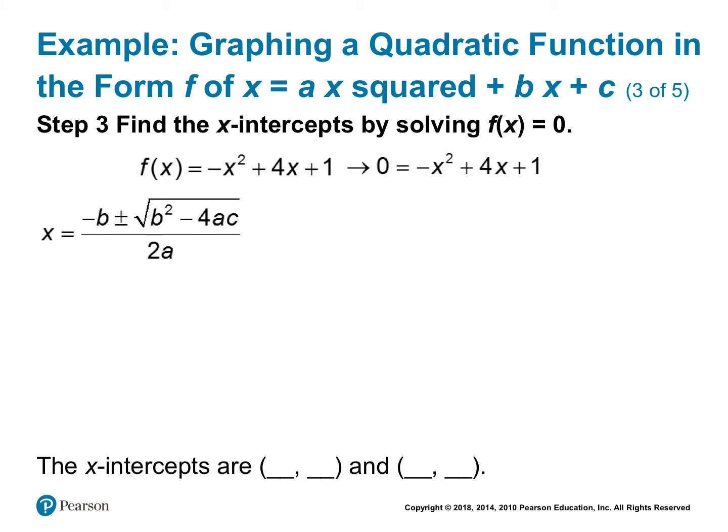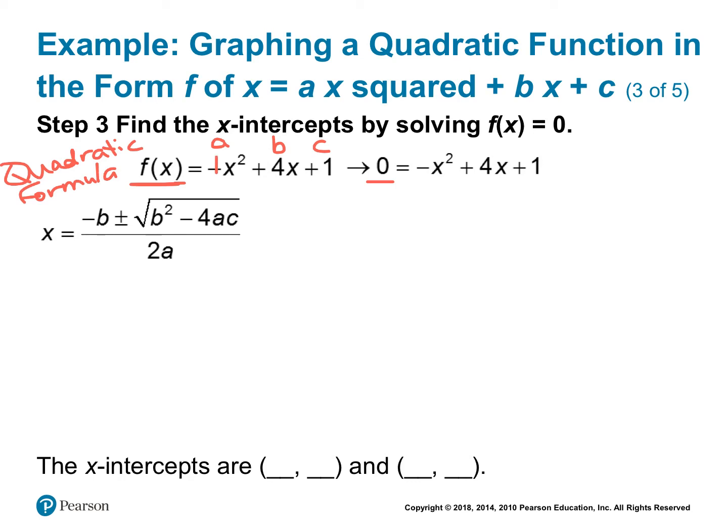Okay, next step, find the x-intercepts by solving f of x equals 0. You could try to factor this, but you're not going to be able to. So I went ahead and threw in the quadratic formula, and we use this for quadratic functions. It's -b plus or minus the square root of b squared minus 4ac all over 2a. And again, this is our a, b, c value. So instead of f of x, we're trying to figure out what x values will make this equal 0.